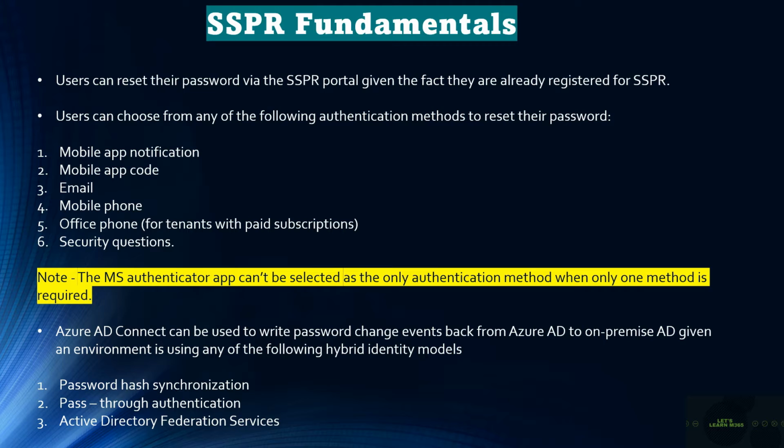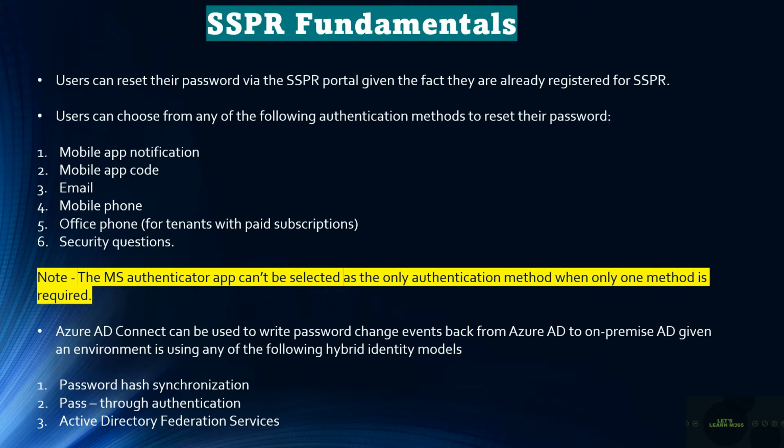An important thing to note here is you cannot select Authenticator app as the only authentication method when only one method is required, and there has to be at least one more method selected while setting up SSPR. During the demonstration, I will show you how exactly you can choose authentication methods.